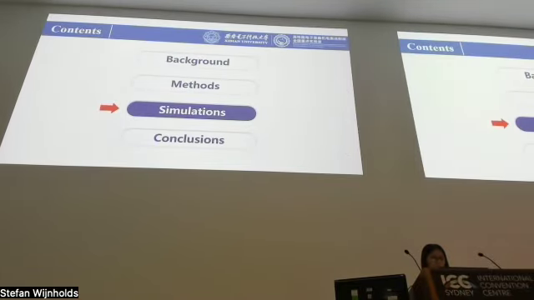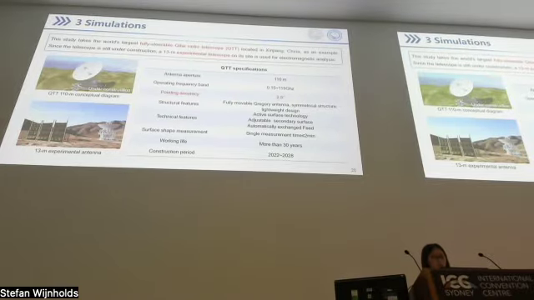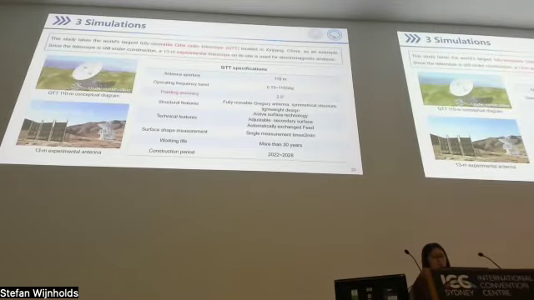The third part is simulation. This study takes the world's largest fully steerable radio telescope, QTT, located in Xinjiang, China, as an example. Since this telescope is still under construction, a 30-meter experimental telescope on its site is used for the structural and electromagnetic analysis. This sheet shows the specification of QTT.